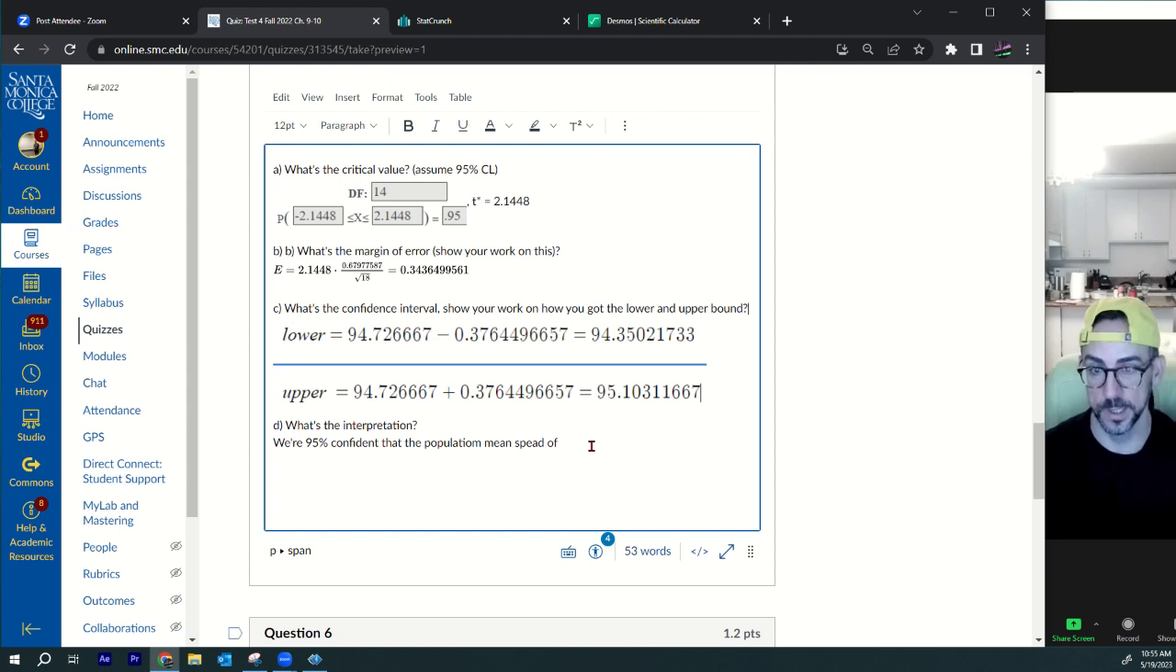We're 95% confident that the population mean speed of fastballs by Clayton, or say by Kershaw, is between 94.35 and 95.10 miles per hour.